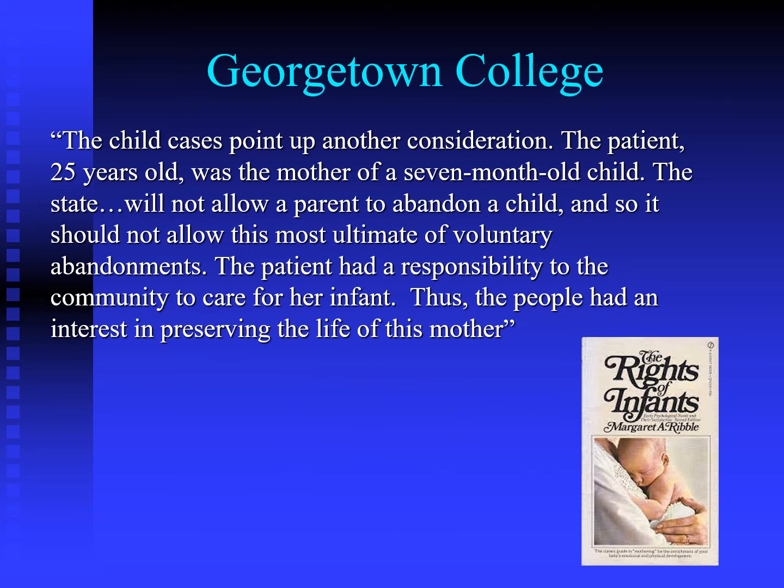One of the most striking features of this ruling is the rationale that he used. Among other rationales, he said, the child cases point up to another consideration. The patient, a 25-year-old, was the mother of a 7-month-old child. The state will not allow a parent to abandon a child, and so it should not allow this most ultimate of voluntary abandonments. The patient has a responsibility to the community to care for her infant. Thus, the people had an interest in preserving the life of the mother.